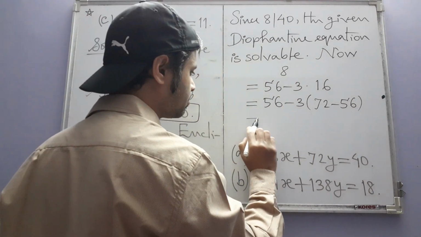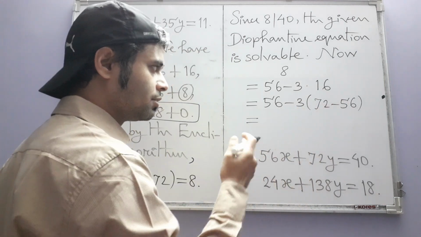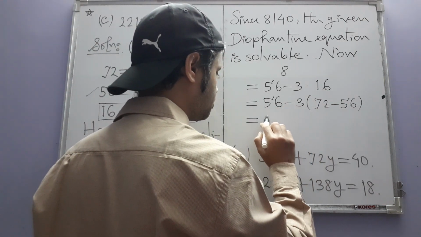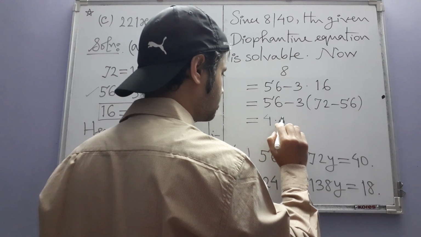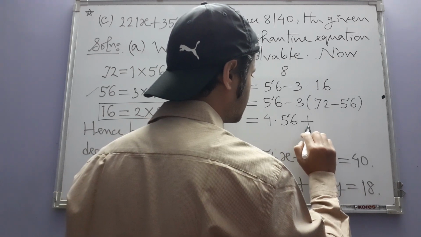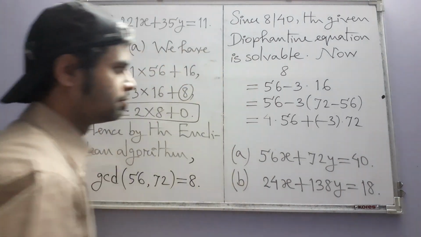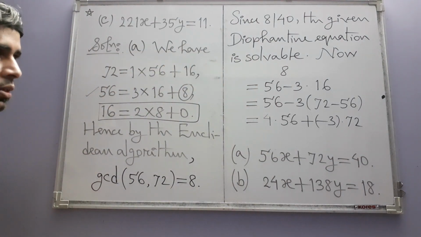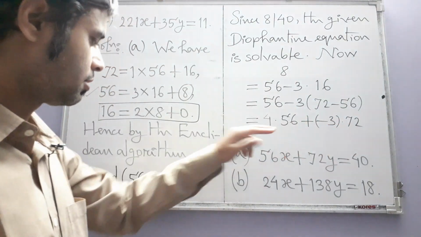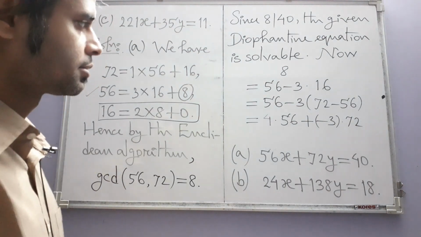And now you arrange things. So minus 3 times minus 1 is going to give you 3. That 3 plus 1 is 4. So 4 times 56, or 56 times 4, same thing, plus minus 3 times 72. Okay, so we have ended up expressing 8 as a linear combination of 56 and 72 with integer coefficients.